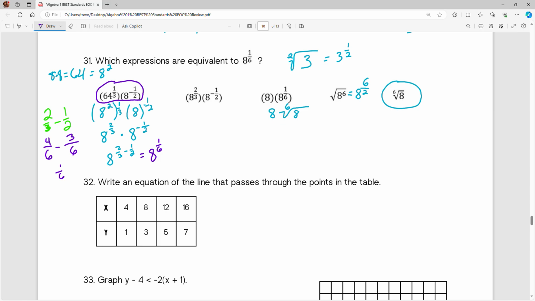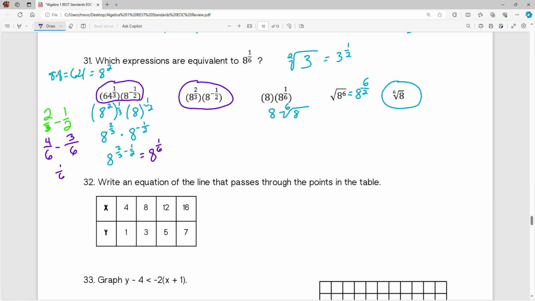So all this is equal to 8 to the power of 1/6, so this big old mess right here is equivalent to 8 to the power of 1/6, and then if I look right here, this was a step in my mess right here. So this is also equivalent to 8 to the power of 1/6.